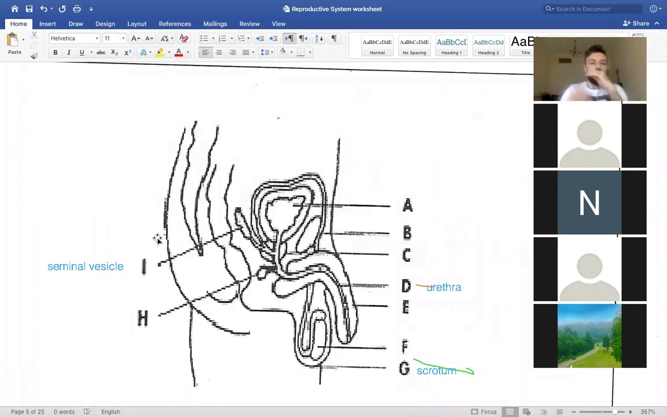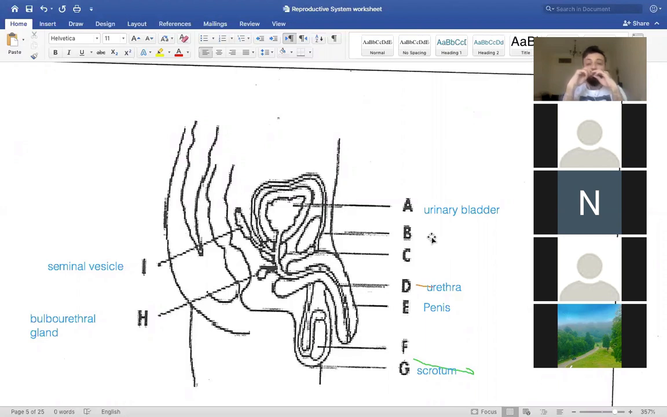H is the bulbourethral gland. I don't know how to spell it. Bulbo, B-U-L-B-O, right? Urethral. Yes, excellent. Sir, can I say B is the seminal vesicle? No, I is the seminal vesicle. B is the vas deferens or the sperm duct. D is the prostate. Yes, C is the prostate.